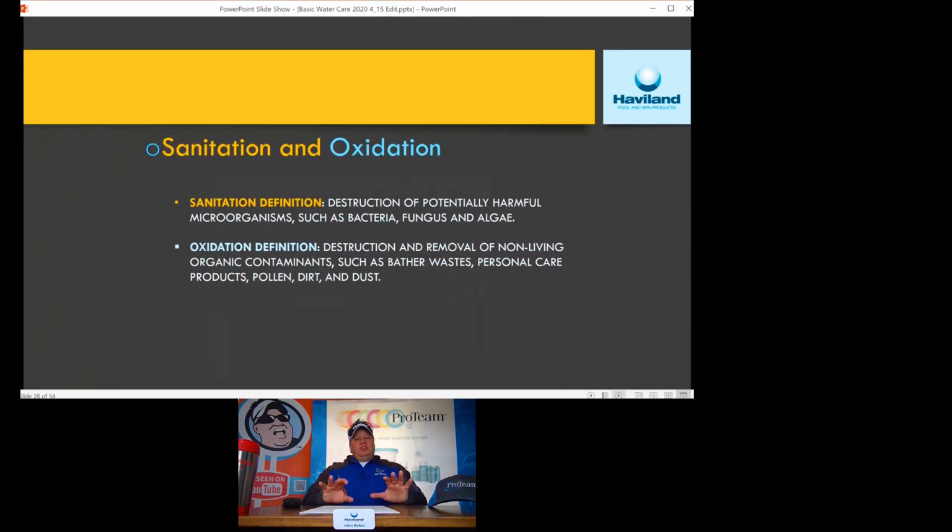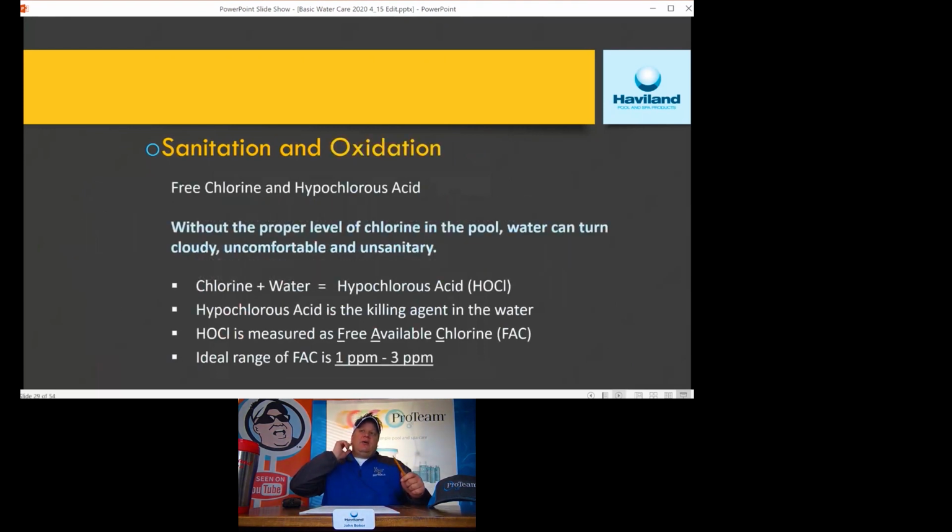Okay? It's important for you to understand that we want to separate these two concepts. Sanitize kills the critters that make us sick. Oxidize breaks down all the yuck that we've introduced into that water. Okay? Now, here's how we sanitize. And we're using chlorine for these purposes simply because it dominates the market.